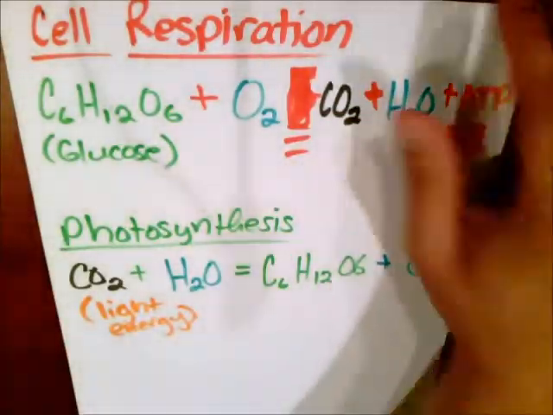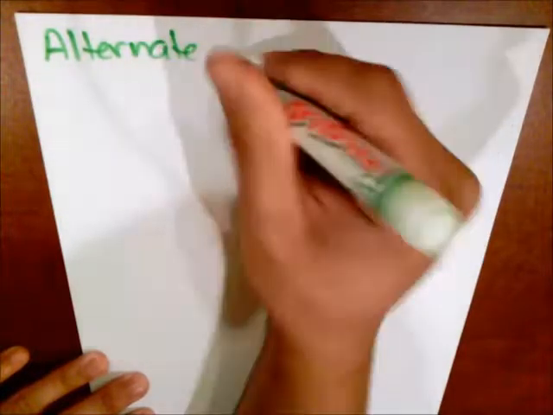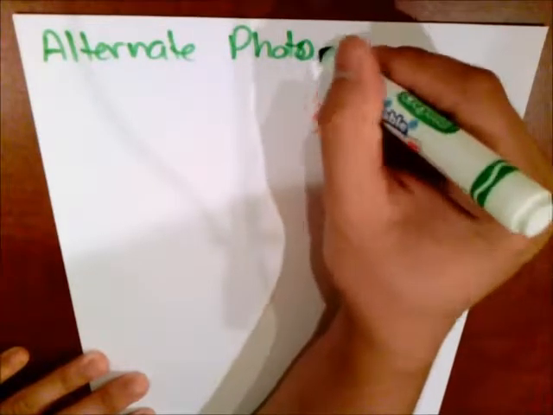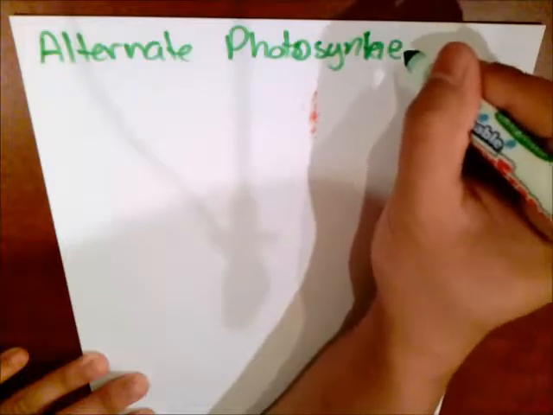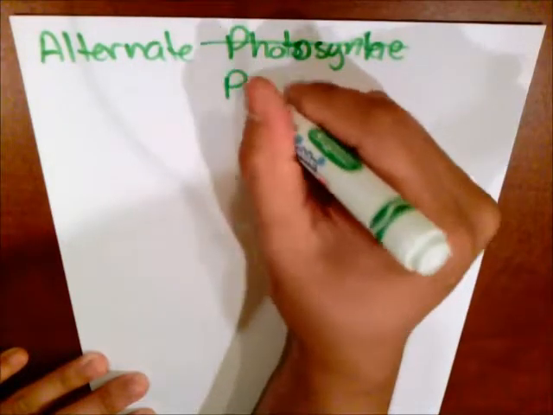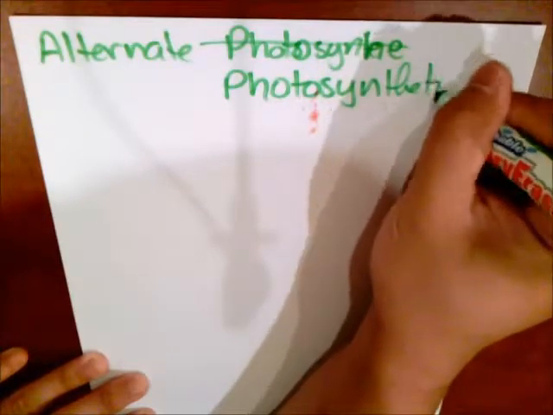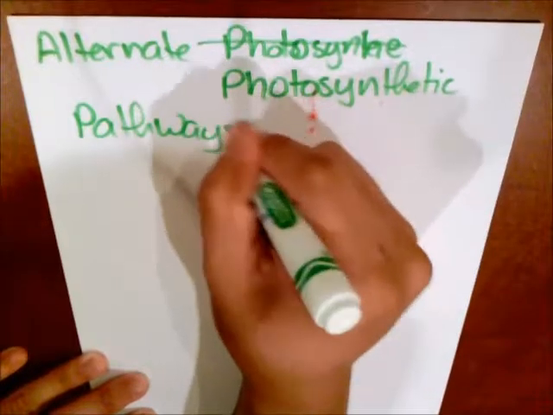Now, I'm actually going to put this on a completely separate page because it's actually called separate. It's called the alternate photosynthetic pathways. So alternate means other. Okay, so this is a different way of doing photosynthesis, or at least something really, really similar. Photosynthetic pathways. Oh my gosh, I can't spell, guys. Okay, that was way harder than it should have been.